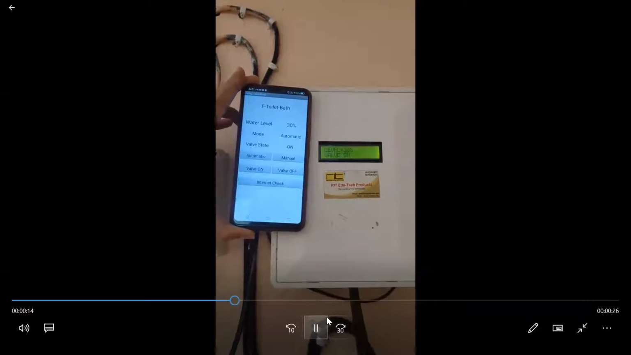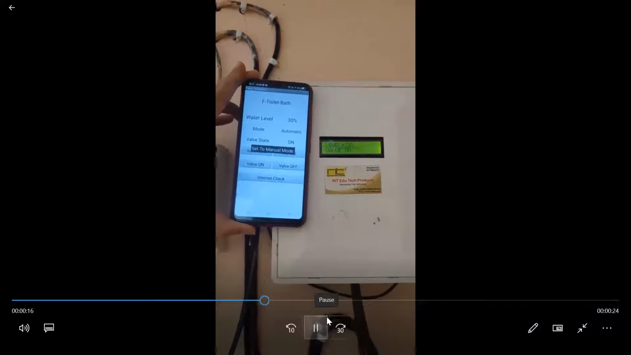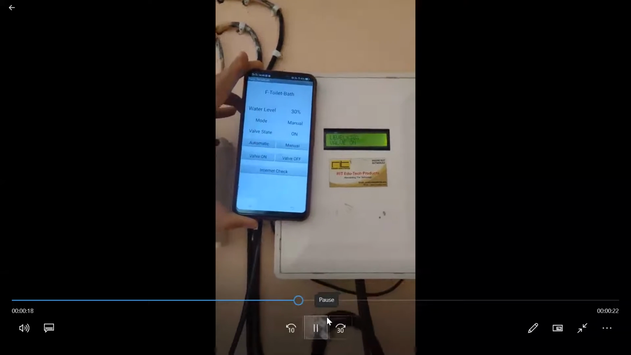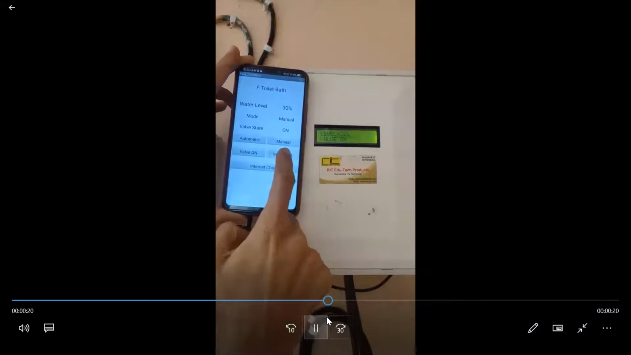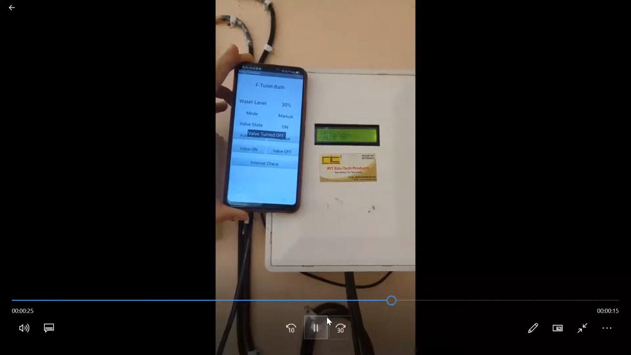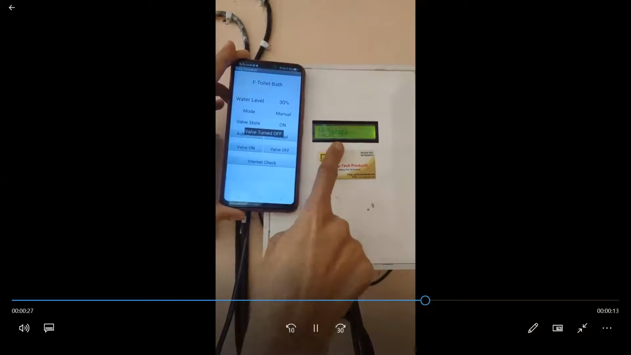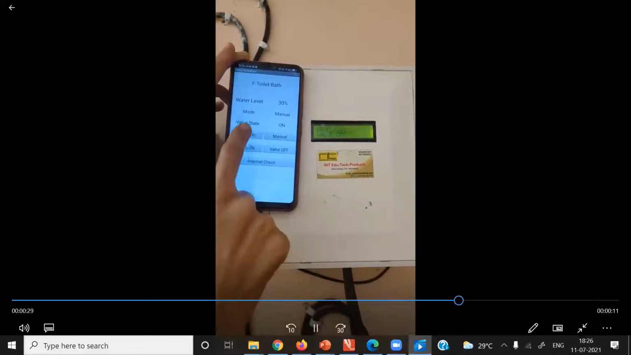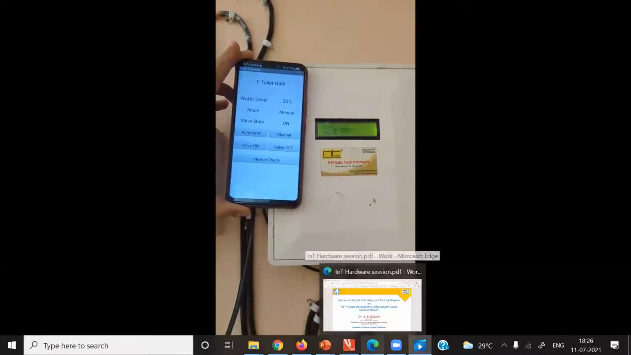So I have selected manual mode. Manual mode is set. Now I am switching off the solenoid valve. Valve turned off. So the valve is switched off. I have put automatic mode. Set to automatic mode. So in automatic mode, as the water level is below 60%, the valve is switched on.